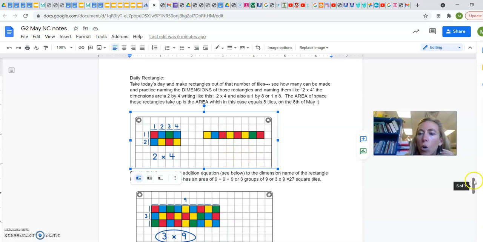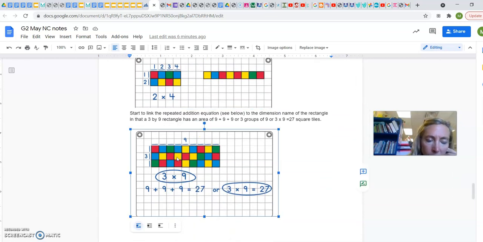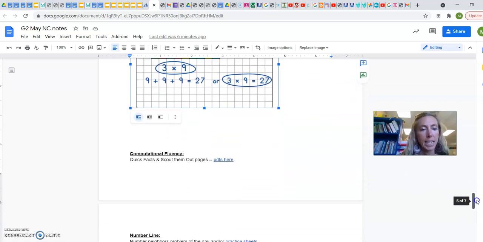And then we would link that later on in the month with the area of that rectangle. So a 3 by 9 has what area on the inside? How many total tiles? Well, it has 9 plus 9 plus 9, or 3 times 9. So it's really cool to link the name of it. A 3 by 9 rectangle has an area of 3 times 9, which is 9 plus 9 plus 9, which is 27. So that's that idea there.